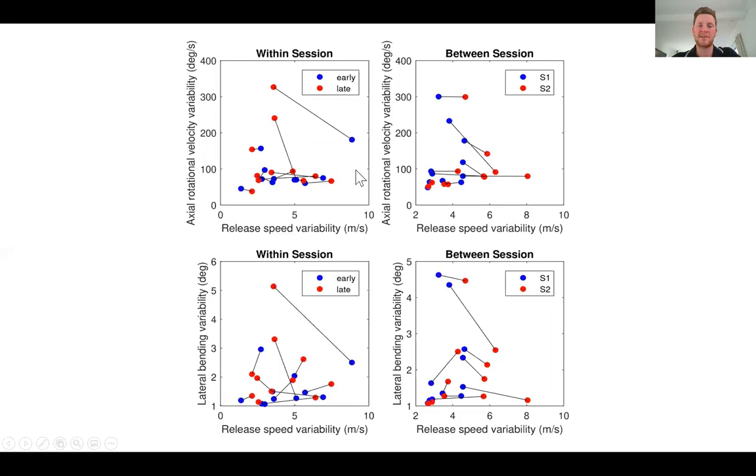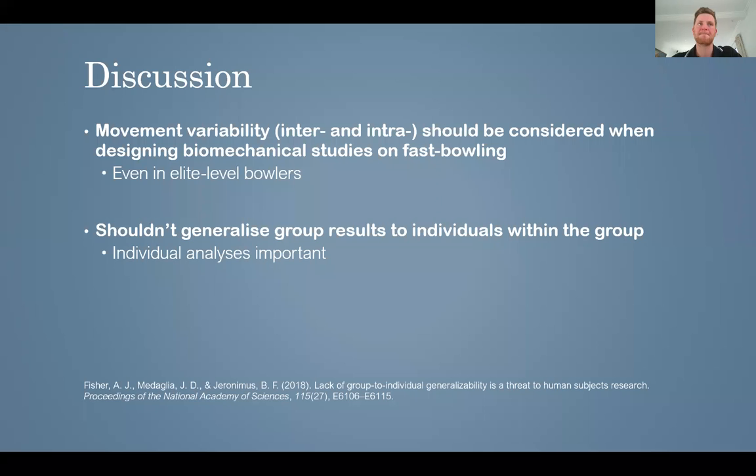The length of each line tells us how much each participant differs in terms of their variability within and between sessions, and the direction of the line tells us which variability it is that is differing. So for example, a vertical line like this one here would show us that the spinal kinematic variability has changed quite a lot, but there hasn't been a lot of change in release speed variability. Whereas a more horizontal line like this would tell us that there's been quite a large change in release speed variability, but hardly any change in spinal kinematic variability.